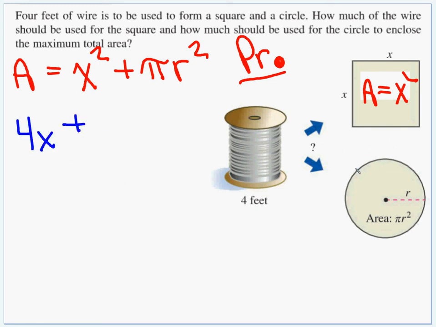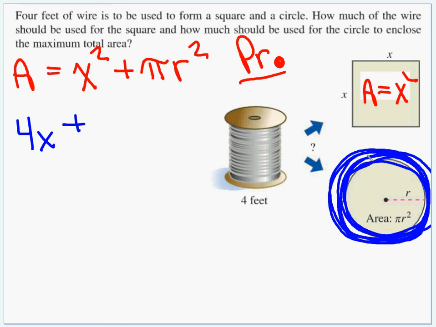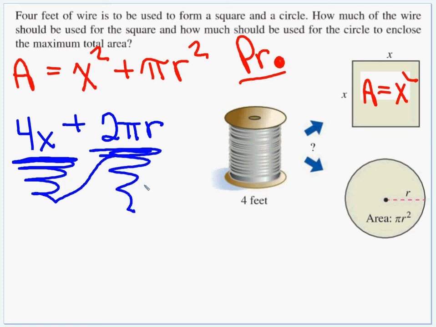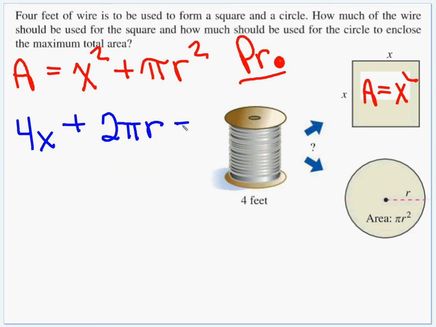Plus, if we were to make a circle out of the wire, we would lay the wire down in a circular shape. So the circumference of the circle would be taken up by the wire. What is the circumference of a circle? 2 pi r. So this is the perimeter of the square plus the circumference of the circle. If we add those together, we should get our limited 4 feet of wire. And that is our secondary, SEC for secondary. Okay, and we're hinging all of this on x.